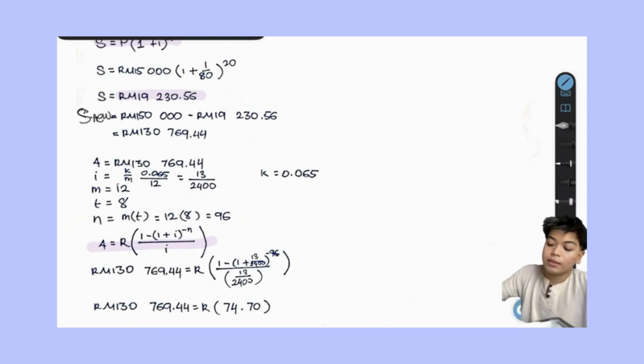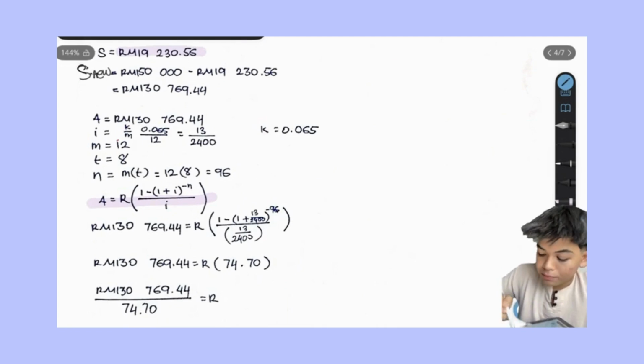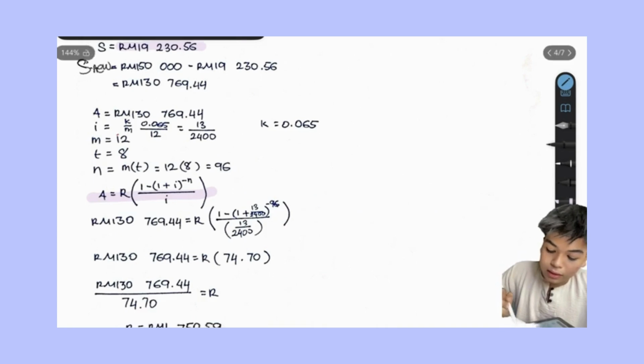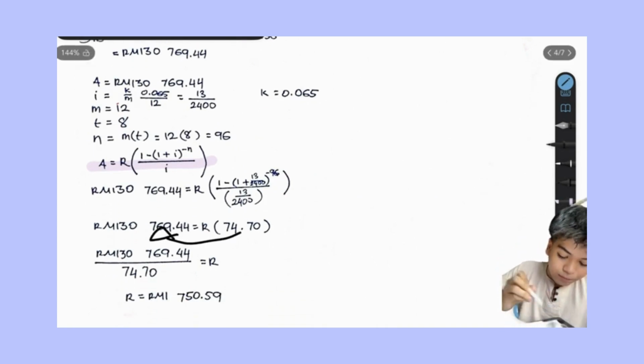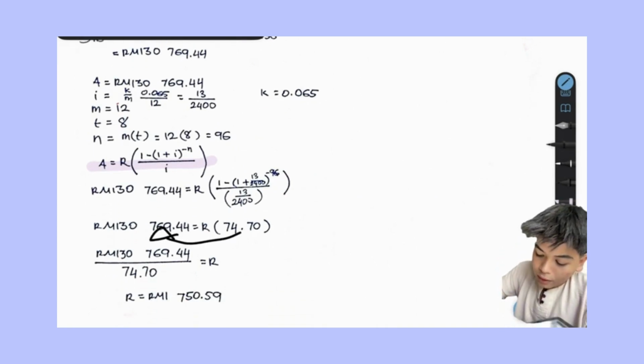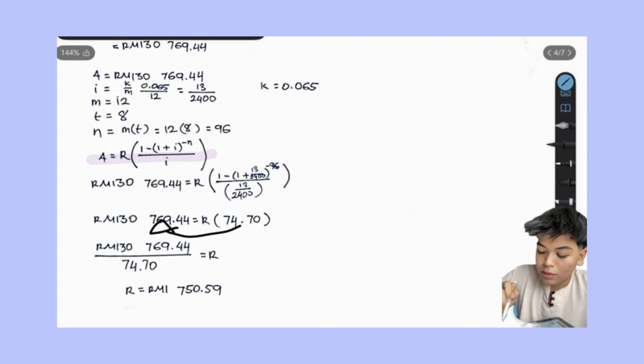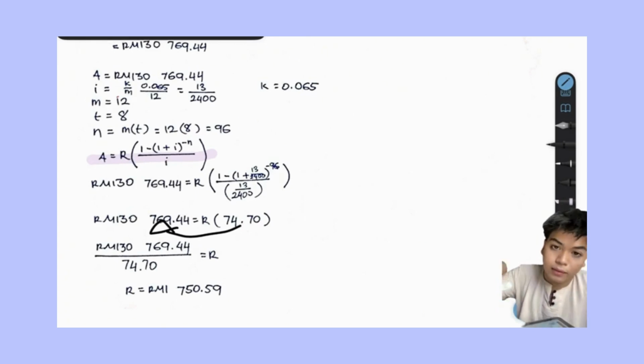We got 130,769.44 equals R times (1 minus (1 plus 13 over 2,400) power of negative 96) divided by 13 over 2,400. So we calculate the value of this bracket. We got 74.70. So we move it to the left and it will be 130,769.44 divided by 74.70 equals R. So we got the value of R equals 1,750.59.